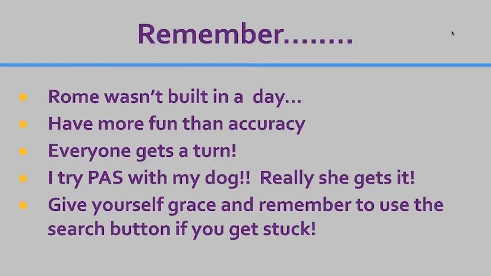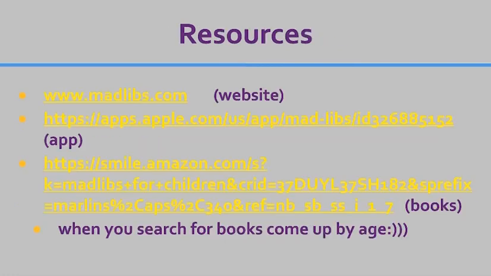That's the beauty of both of these language systems, is that they both have a search button so you can go looking for words that you cannot find. Here are the resources. Oh, I'm so glad that I put them on the back page like I said I was going to. Madlibs, the app. Here's a link for Smile Amazon. And actually, when you search for books, they come up by age. How cool is that?